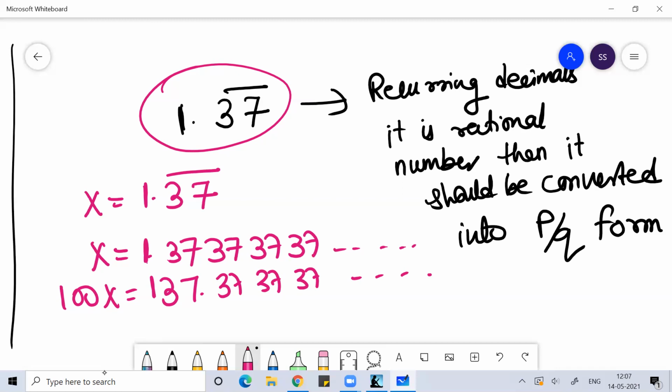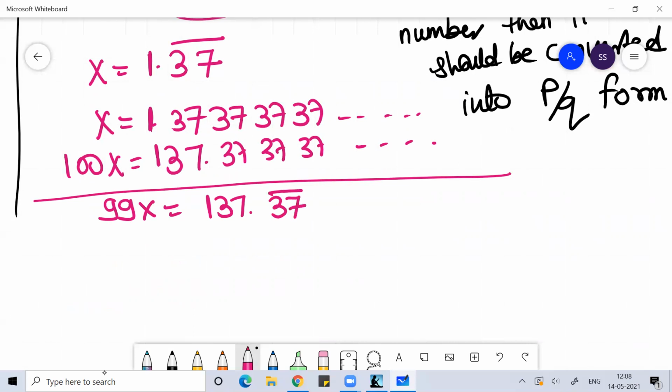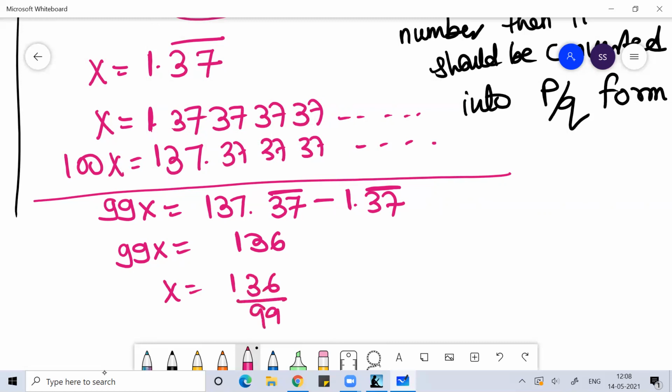Now subtract equation 1 from equation 2. 100x minus x, you'll get 99x is equal to 137.37 recurring minus 1.37 recurring. So 99x is equal to 136. So the value of x is equal to 136 by 99.